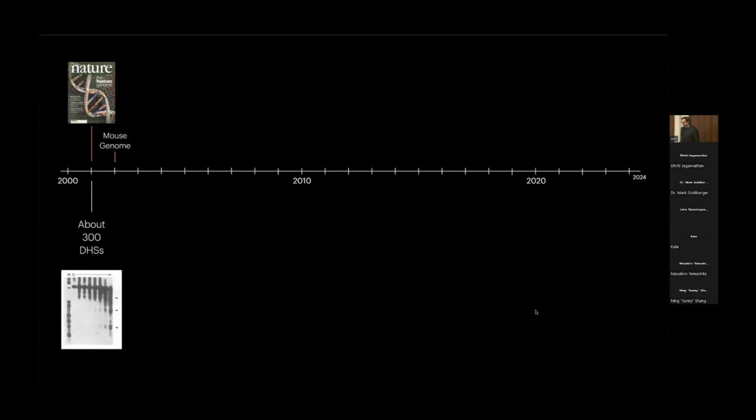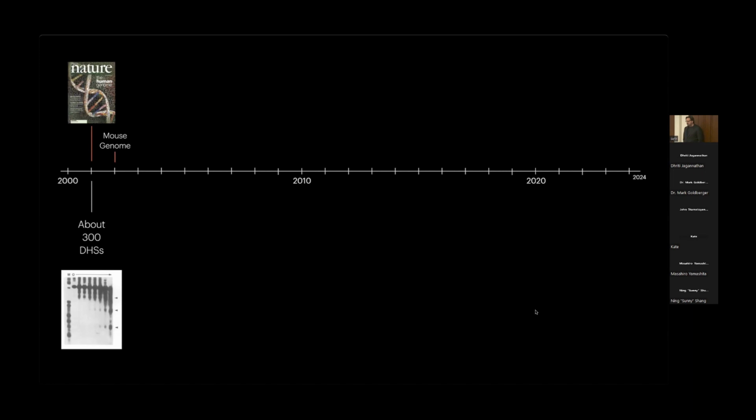And so I want to say that at the time the human genome was sequenced, somebody actually sat and went back and literally compiled this entire literature and figured it all out. And there were roughly 300 regulatory elements. And back then, you mapped regulatory elements with a DNA hypersensitivity assay. And I show a little blot down below. And this is what it looked like.